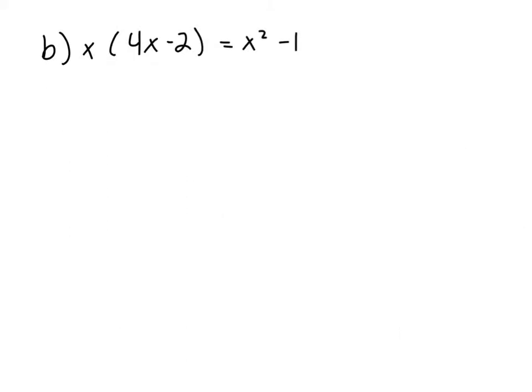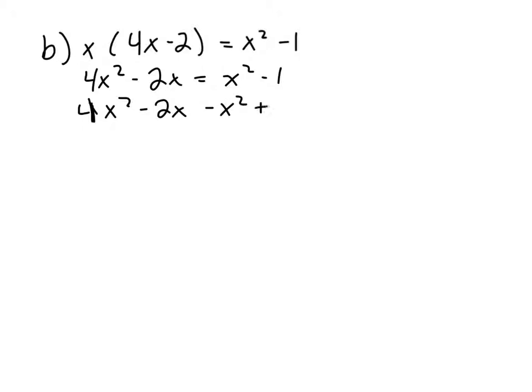Okay, so to get started on this next example, the first thing I'm going to do is distribute this x, and so I'll have 4x squared minus 2x equals x squared minus 1. Okay, so let's bring all of our terms to the same side of the equation. So 4x squared minus 2x minus x squared plus 1 equals 0. Okay, brought those over to the left-hand side. Now 4x squared minus x squared is 3x squared minus 2x plus 1.